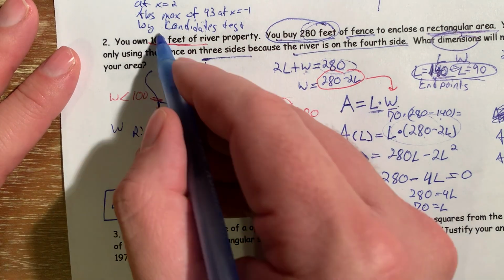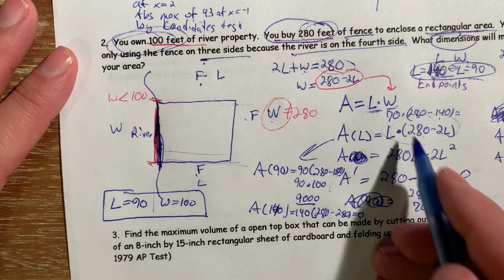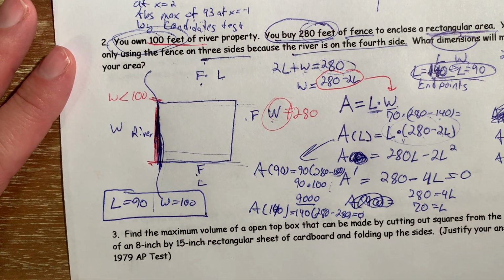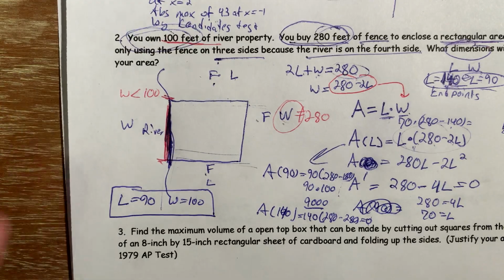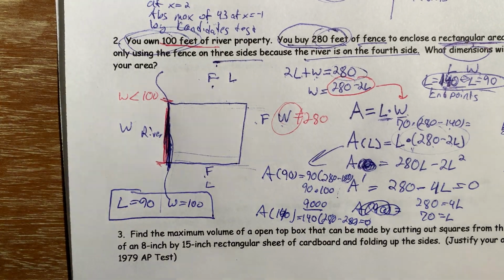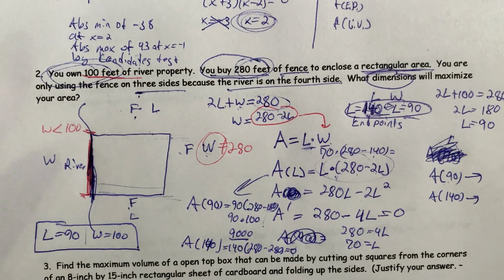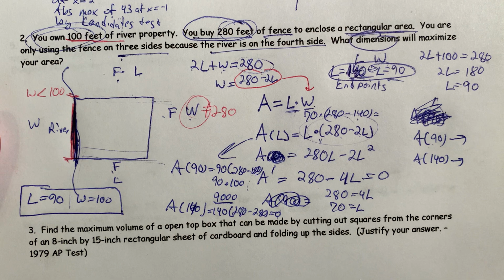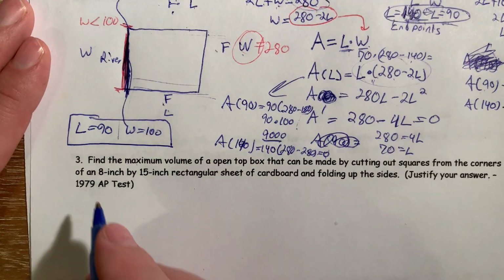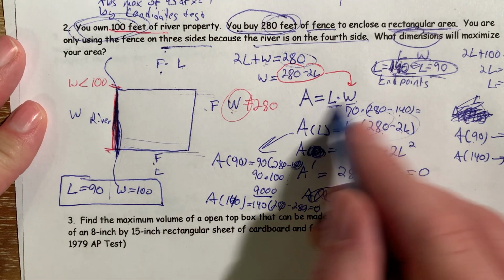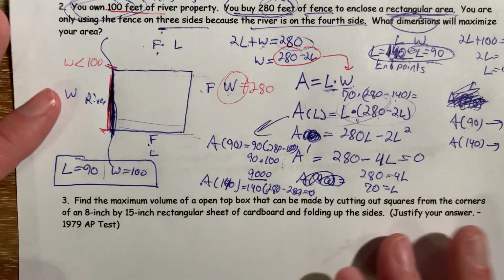Now, if they hadn't told us this, the maximum area would have happened at the critical value, which would have been at 70. So, weird stuff. But I hope we see how we're using the candidates test to establish endpoints, check any critical values that happen between them, and then just do the candidates test. The hardest part is setting up what the equation is, as you're going to see in this next one.